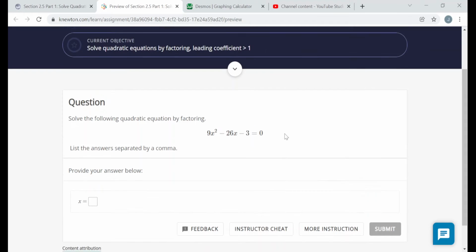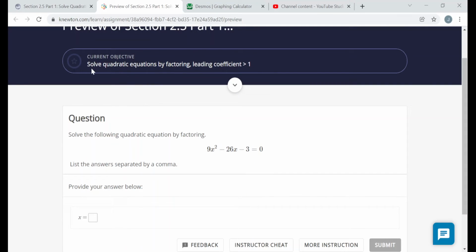Okay. So this first question is on the objective, solve quadratic equations by factoring, where the leading coefficient is greater than 1. I'm hoping that you recall how to factor quadratic polynomials. That's obviously key here. They're talking about factoring. It's in the title. So I'm going to write this problem out and then go over the procedure you're going to follow, or at least I would follow, to solve a quadratic equation by factoring.